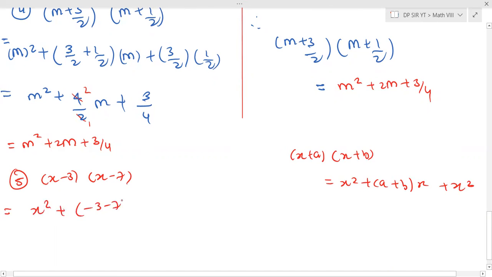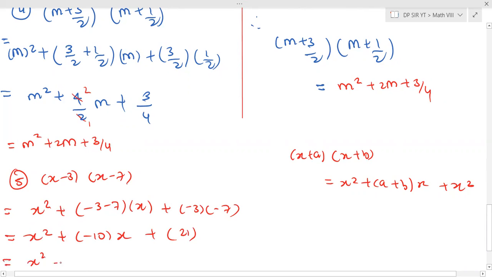So here it's going to be x square plus a plus b, so minus 3 minus 7, x is x only here, plus ab. So minus 3 minus 7 is minus 10x. Plus here it's going to be, this is 7 and there is no x. People are confused here. So it's minus 3 into minus 7. 3 into 7 is 21. Minus minus plus. Okay, so therefore x square minus 10x plus 21.